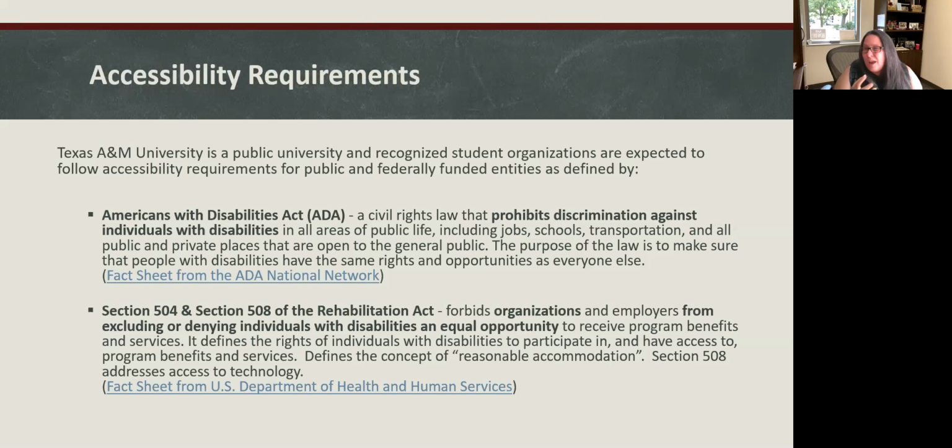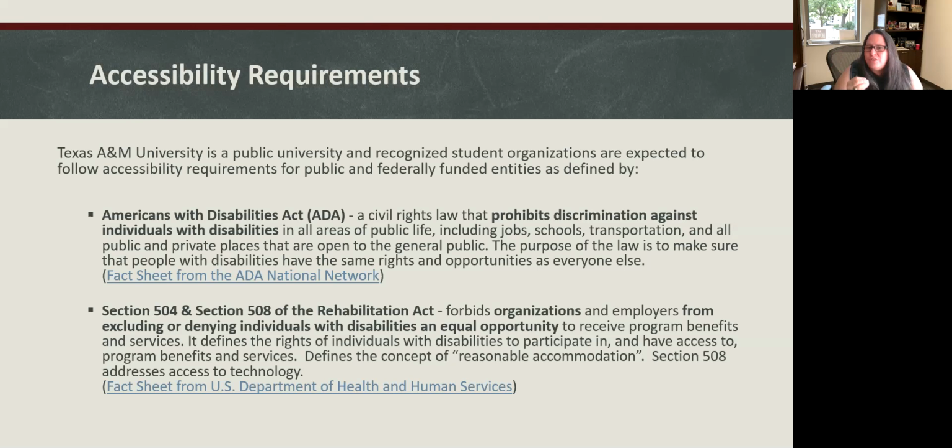And so it also has that definition of what is a reasonable accommodation. A lot of what our office does is determine what is a reasonable accommodation. It defines what that is and gives some guidelines. And then there's Section 508 of that guideline, which governs technology, access to websites and software and anything that may be some sort of electronic information.